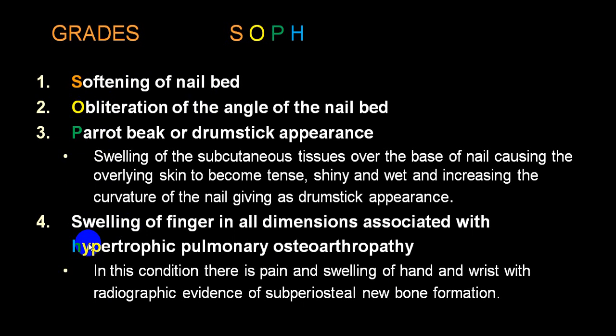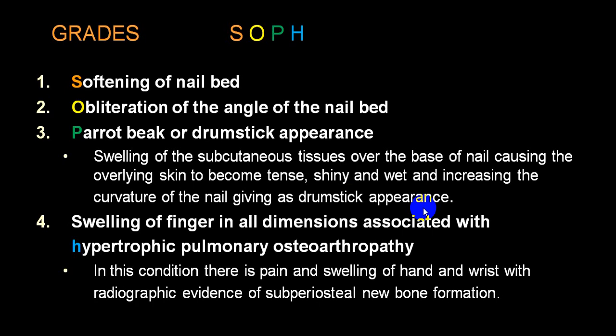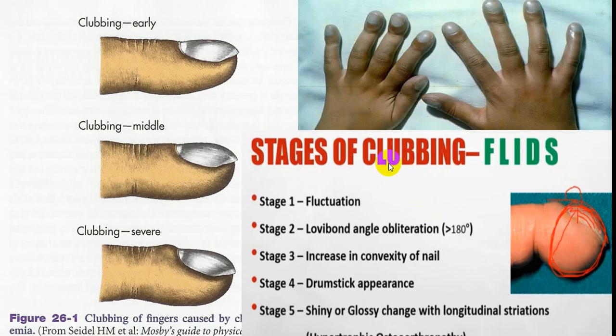hypertrophic osteoarthropathy. If it is because of lung, then it is called hypertrophic pulmonary osteoarthropathy, HPOA. Otherwise, always we use HOA, hypertrophic osteoarthropathy. As far as stage 5, when you utilize stage 5, so stage 1 fluctuation, stage 2 Lovibond angle, stage 3 parrot beak appearance, stage 4 drumstick appearance, and stage 5 hypertrophic osteoarthropathy.